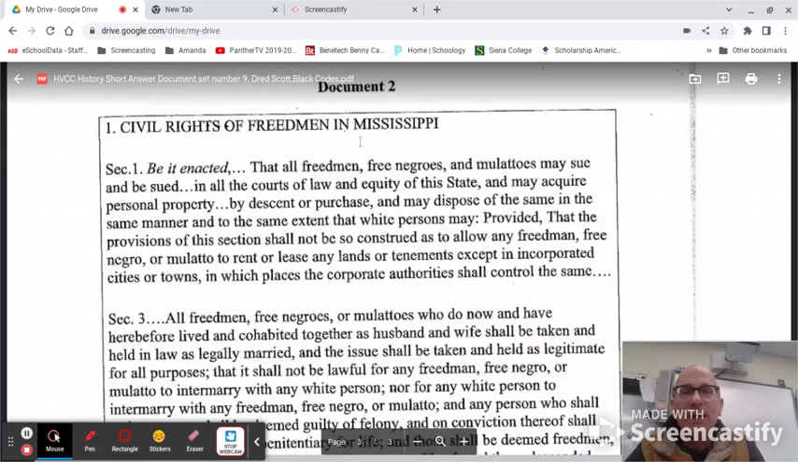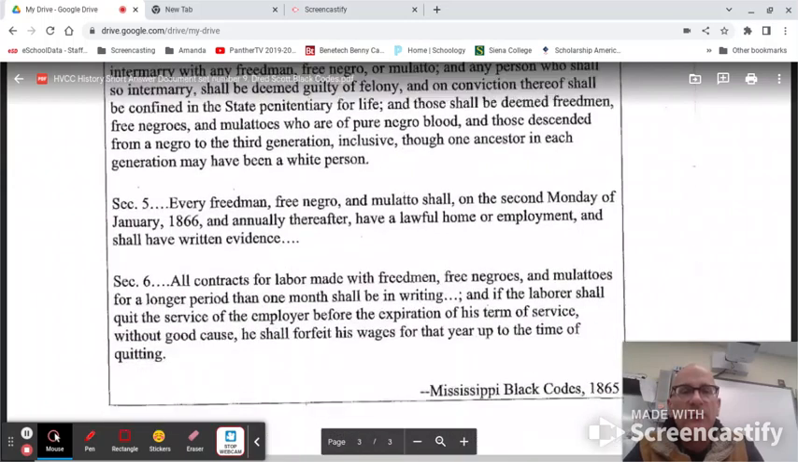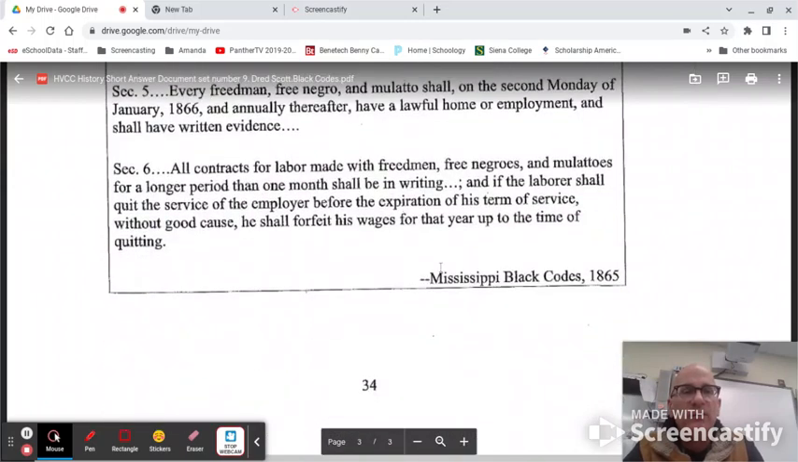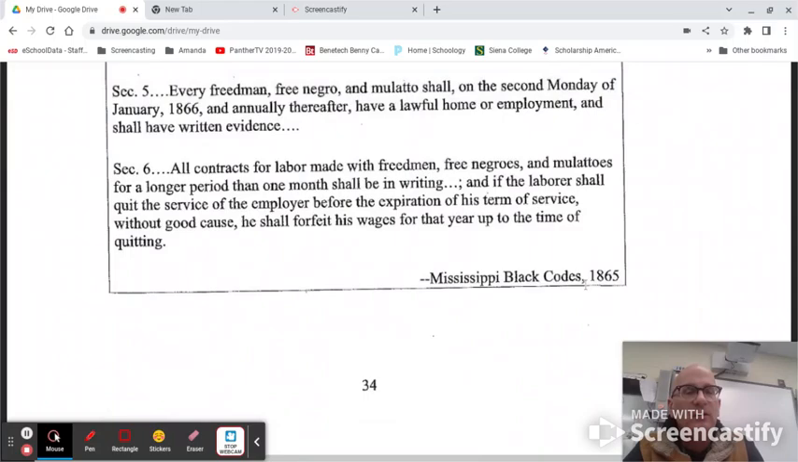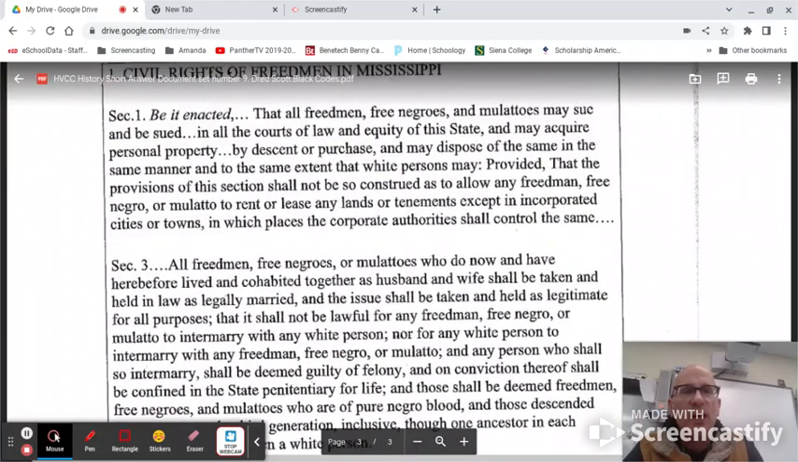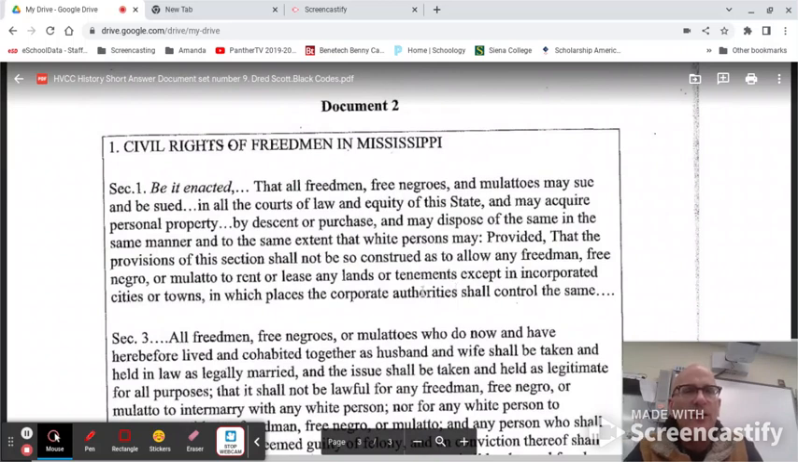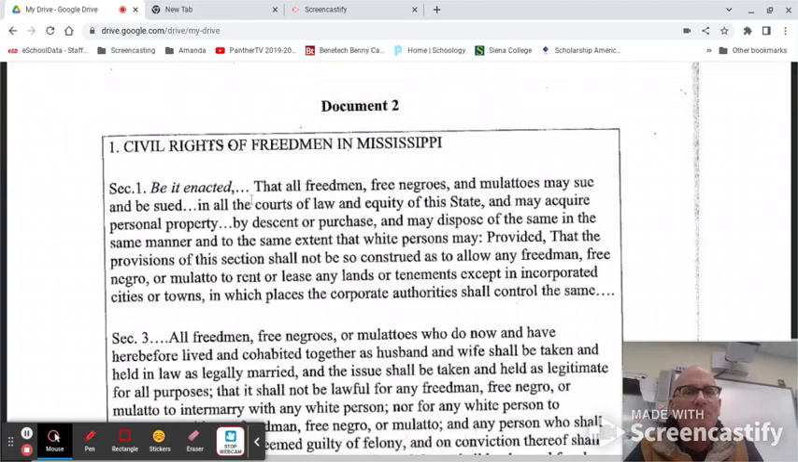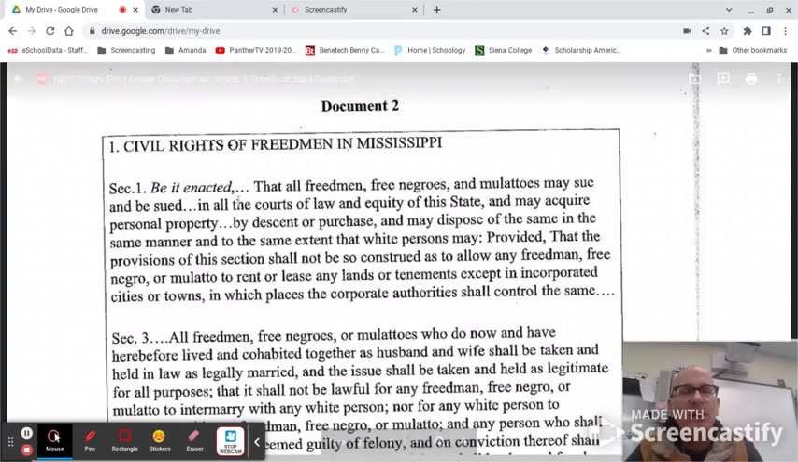Looking at document 2, which is titled The Civil Rights of Freedmen in Mississippi. Freedmen is a word we'll be discussing in class. And if you look at the sourcing information at the bottom, this is from the Mississippi Black Codes dated 1865. So I'll read through this as well. I'm not going to offer a lot of commentary in this tutorial video that will provide you any additional outside information, but I am going to read it so you can hear it.